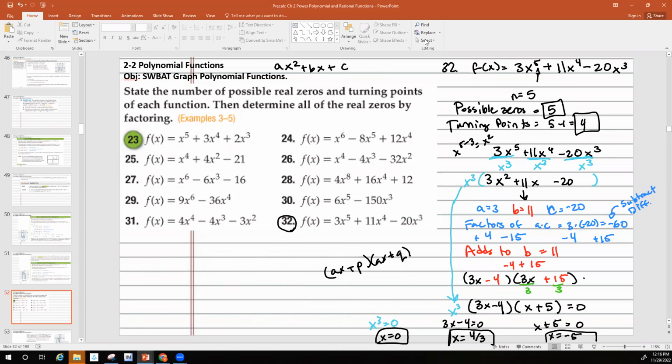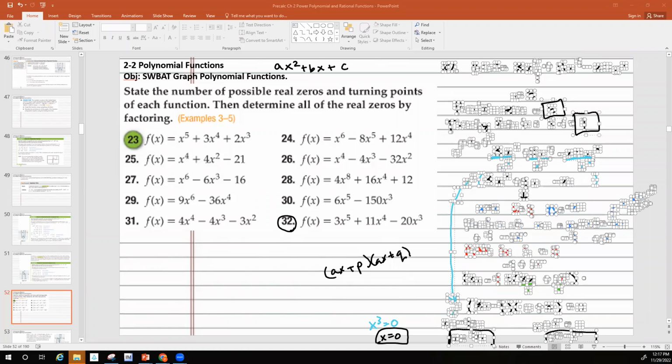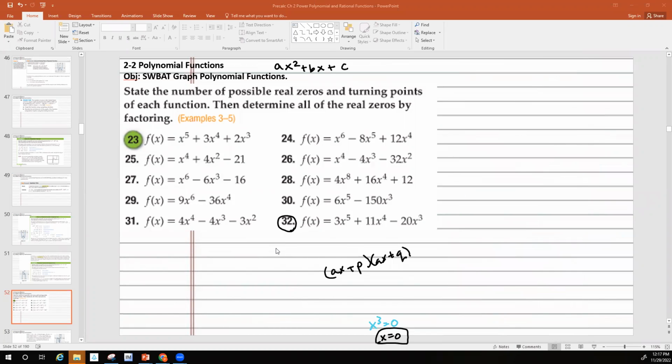All right, let's try 28. 28's one that has that quadratic form to it. All right, and I'll try to do it quickly so that we make it in time. And why don't you try 27? This is a good one.